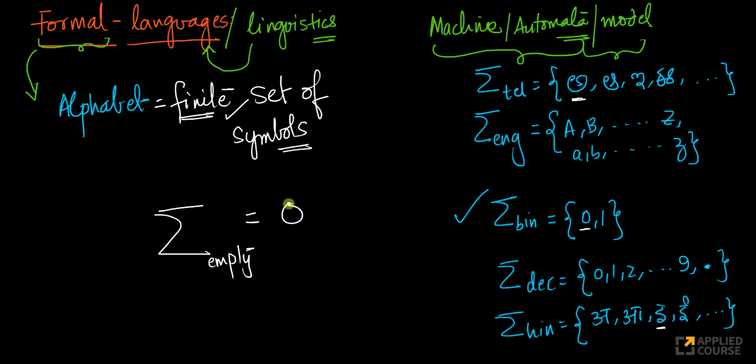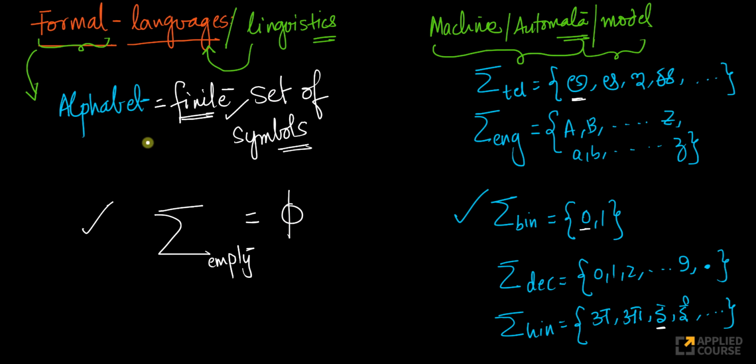The empty alphabet basically means the empty set. An empty set is also a finite set. So which means there is an alphabet like this, which we often write as sigma empty, which is equal to an empty set, which has no symbols. This is also an alphabet because 0 is also a finite number, right?